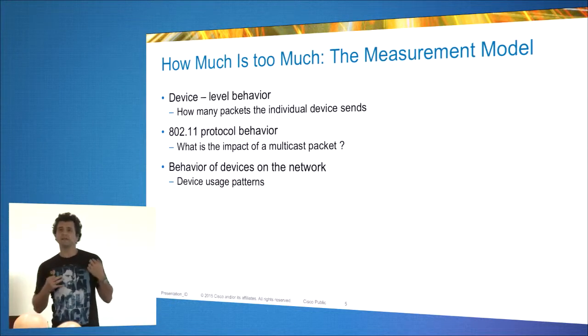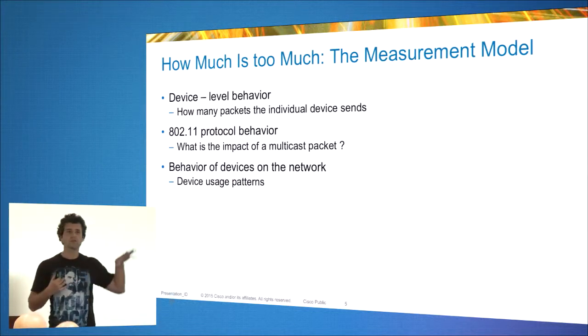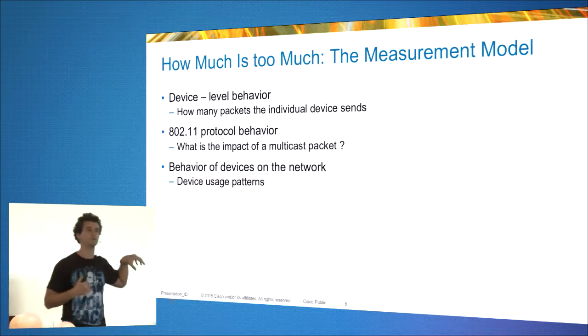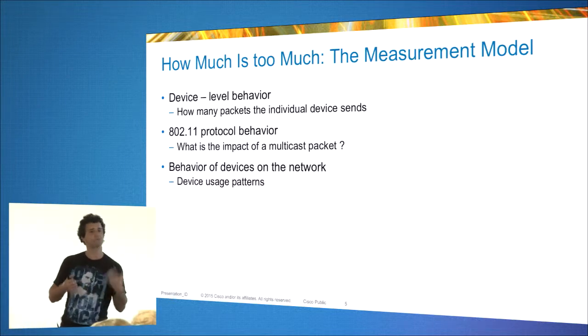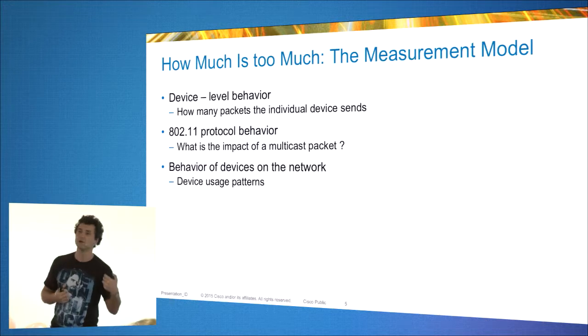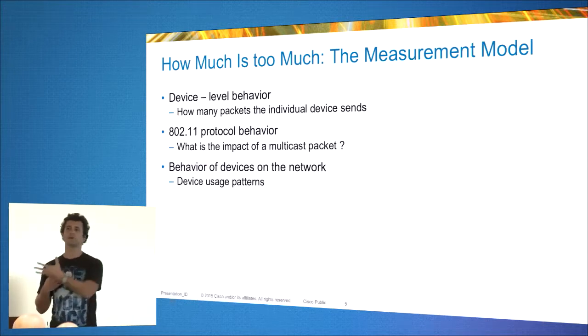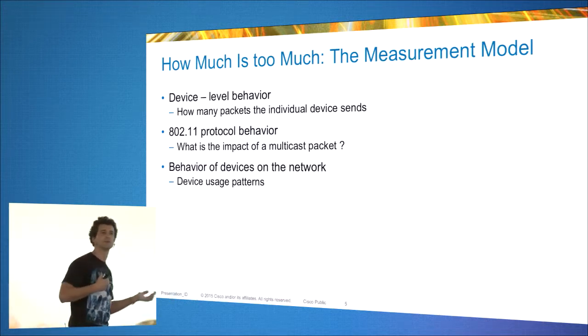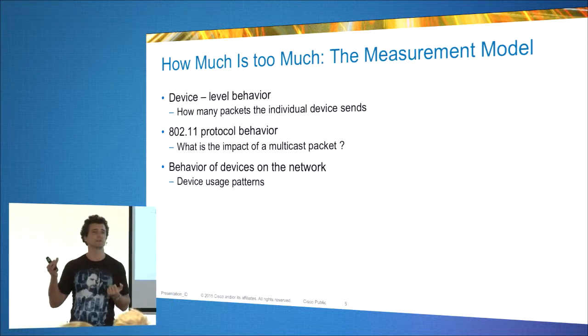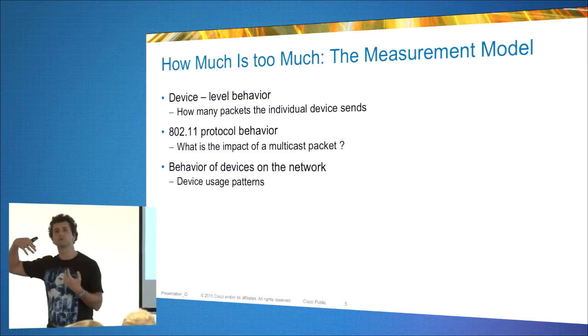So in order to understand how much is too much, really we took kind of a three-level model. So we first took just a simple device, a phone, and looked at how many packets does it send onto the network whenever it joins and whenever it stays connected. So just look at it from the pure layer 3 standpoint.